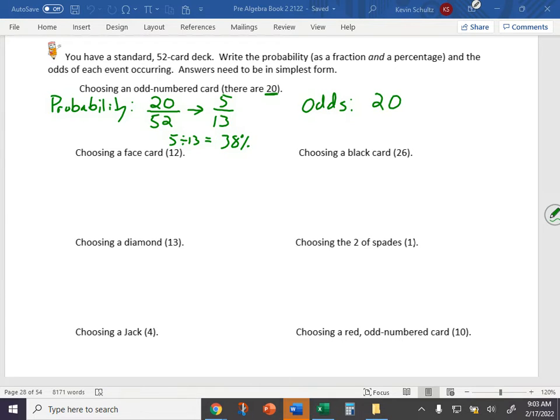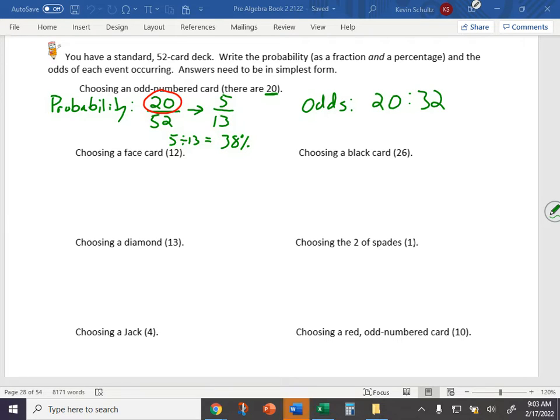Notice that our probability, that 20 right here, right? And our odds, 20, the same. Both of them contain that successful part. But now odds compare that 20 to unsuccessful. If there are 20 successful and 52 total, how many unsuccessful are there, Liam? 32. 32. So the odds would be 20 to 32.